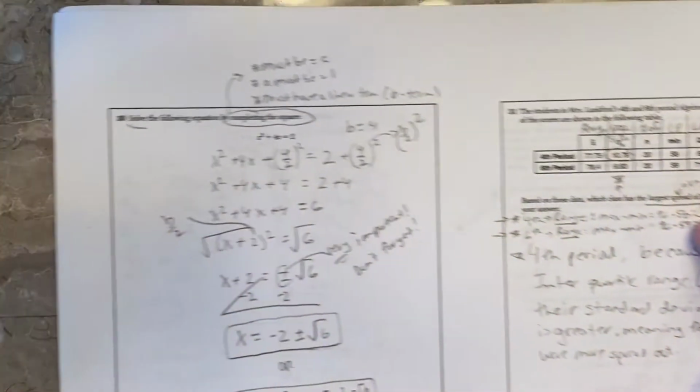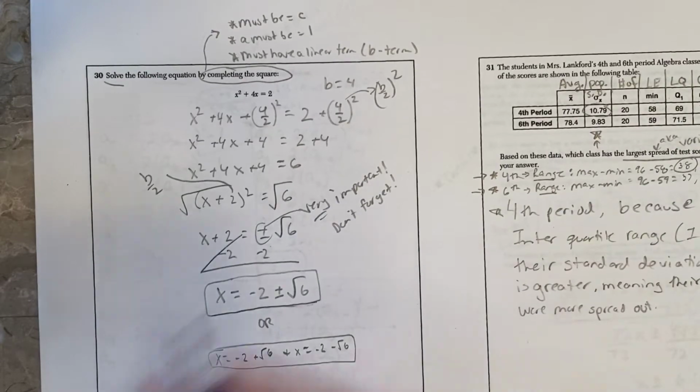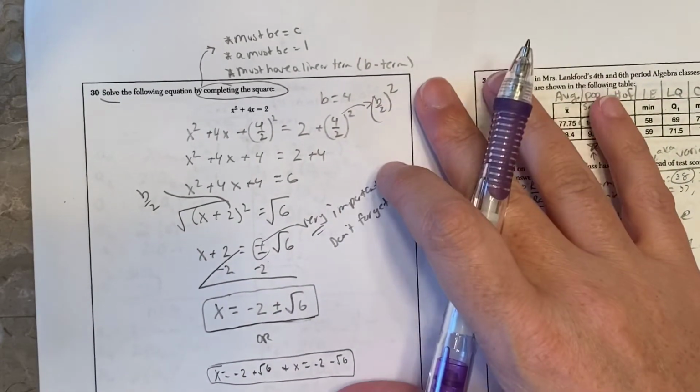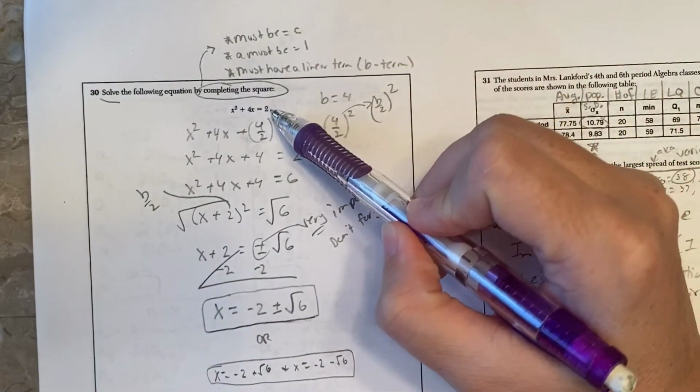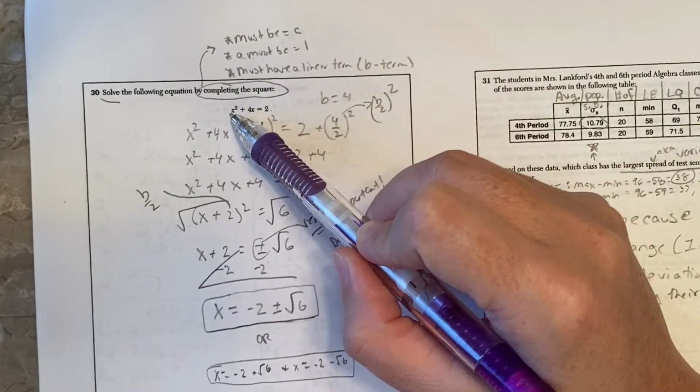All right, next page. Number 30. Solve the following equation by completing the square. So this is the only way this could be solved. It had to be done completing the square. Remember, in order to do that, it has to be equal to a constant, which it already is. The a term in front here has to be 1.